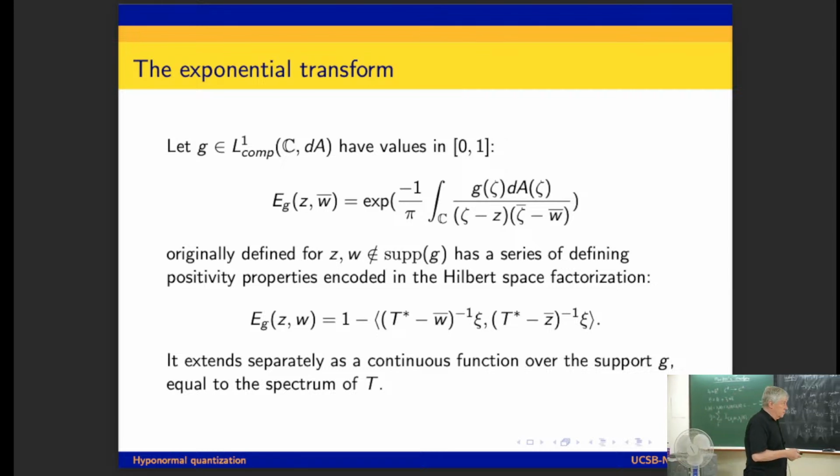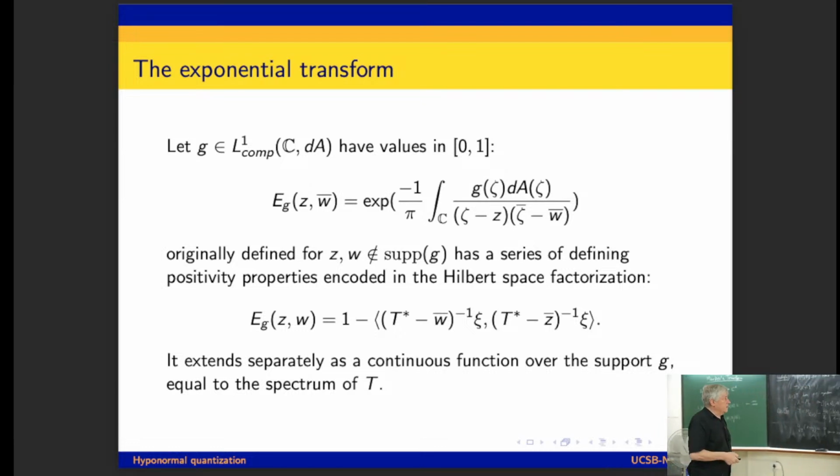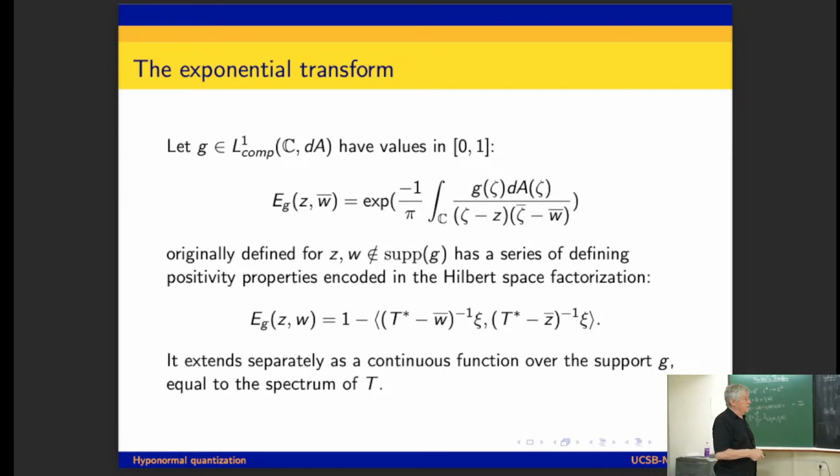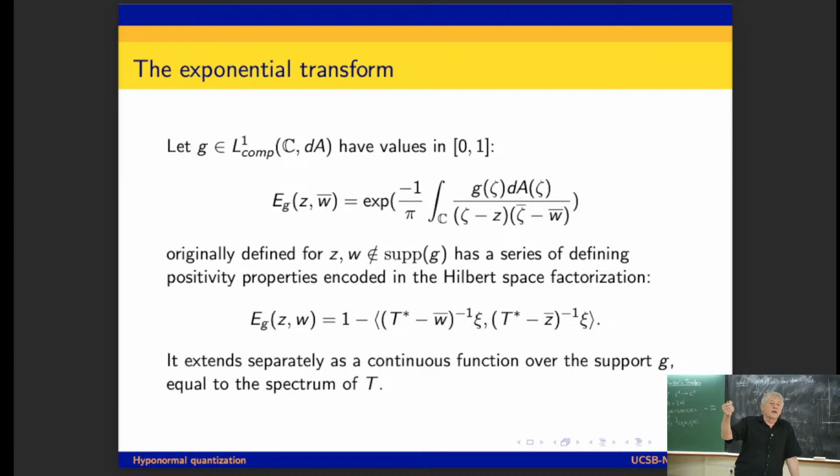And an easy exercise, it will continue separately in each variable across the support of G. So if I fix W, it continues across the support. And this has to do with the continuation of the localized resolvent. The vector Xi is very distinguished, is special in this respect, that the resolvent continues weakly across the spectrum. So that's the beginning.